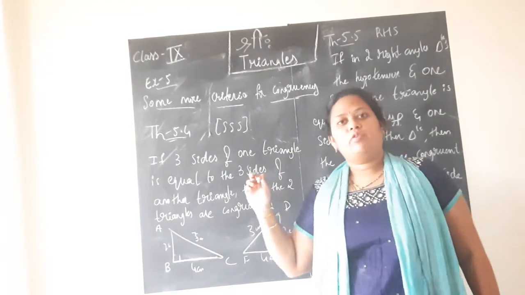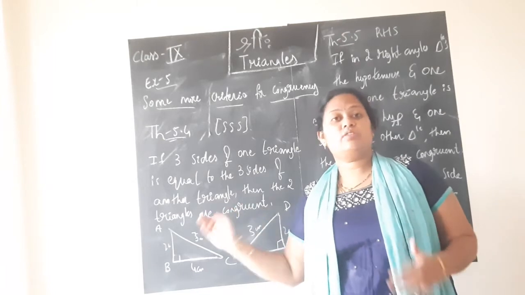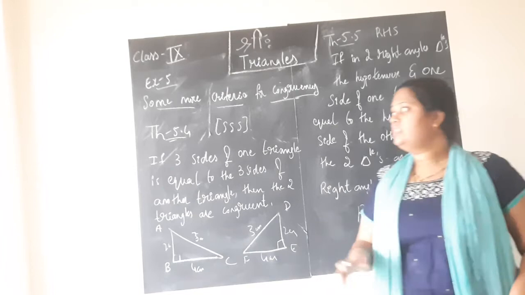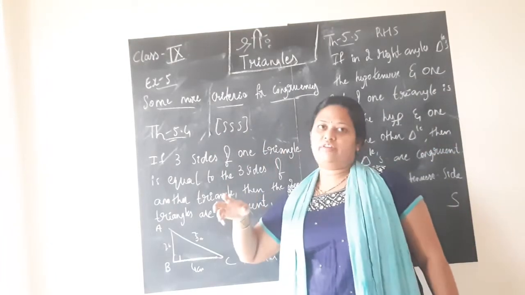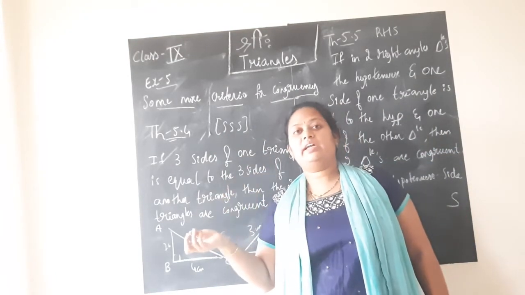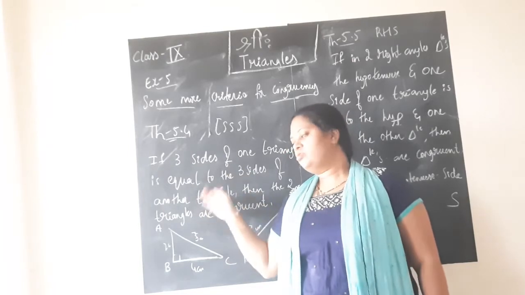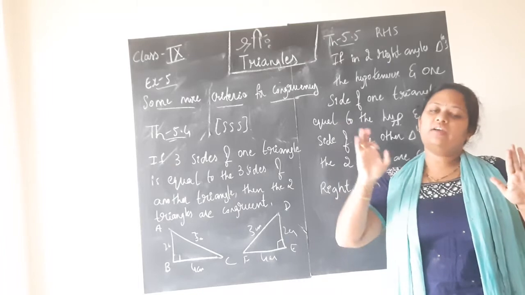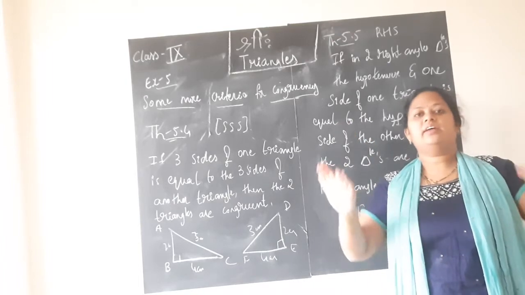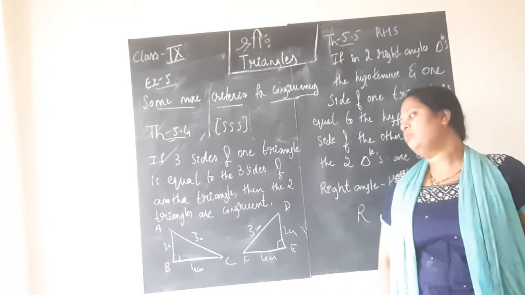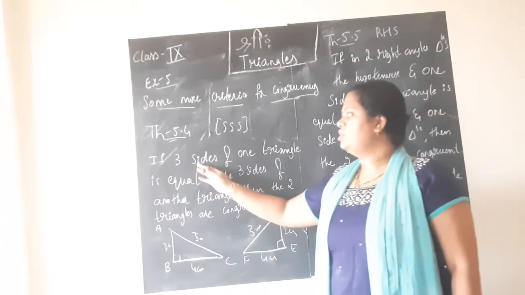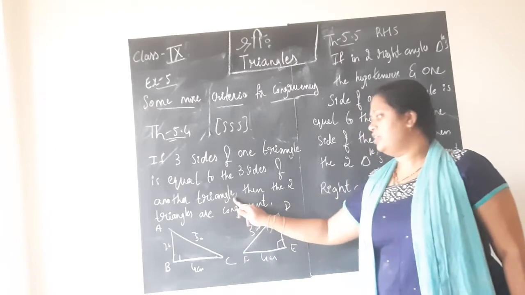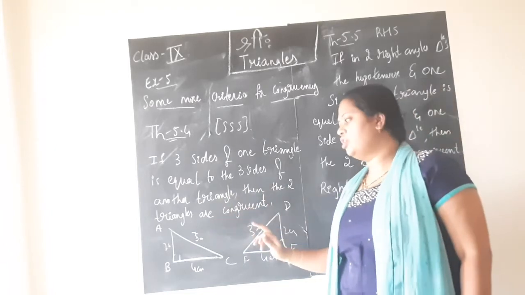Theorem 5.4 is SSS congruency. You know what it is. You have studied this in class 8. Now you know what SAS and ASA are. Based on that, this also you can easily define. If three sides of one triangle are equal to all three sides of a second triangle, then those two triangles are said to be congruent to each other. That is what it says. If three sides of one triangle are equal to the three sides of another triangle, then the triangles are congruent.